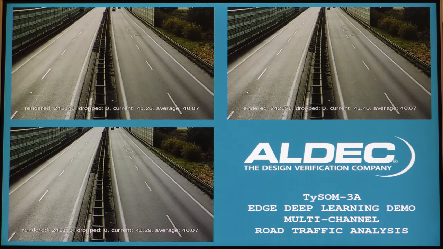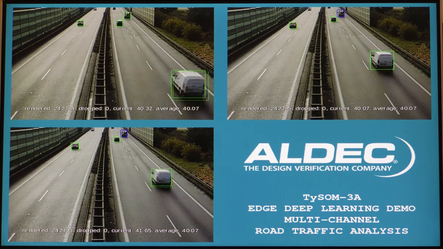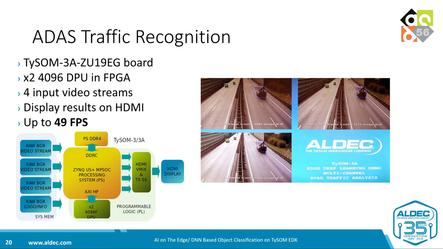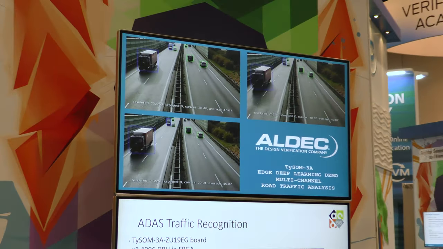Inside the FPGA, we have installed the special Xilinx IP core, which is called DPU, Deep Learning Processing Unit. And in TySOM 3A, we are able to put up to two DPU units. And these DPU units are used to calculate and recognize objects on images.